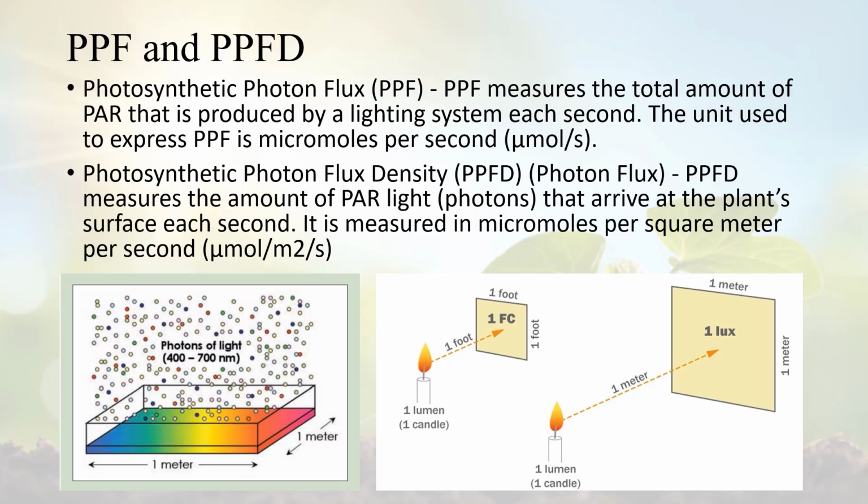Photosynthetic photon flux density is the amount of light in that PAR range, in micromoles per second, that's arriving on a square meter area every second, right? So that photosynthetic photon flux density is a very similar measurement to foot candle or lux, really more similar to lux, because it's based on that 1 meter by 1 meter area. But instead of being based on lumens, it is based on PAR, which is that range that's important for your plants to utilize photosynthesis.